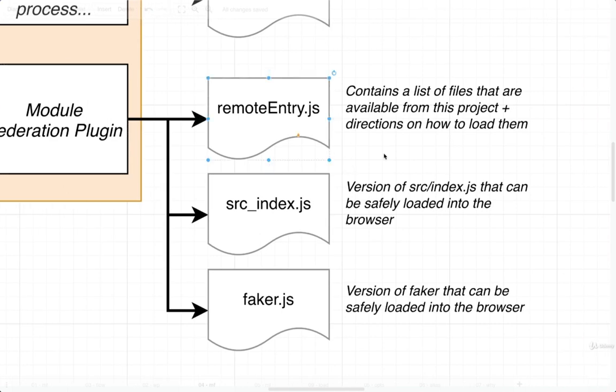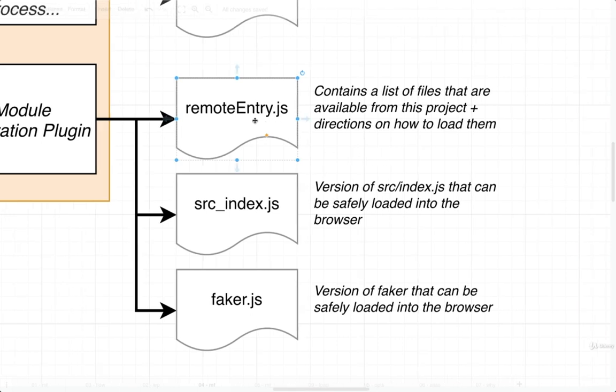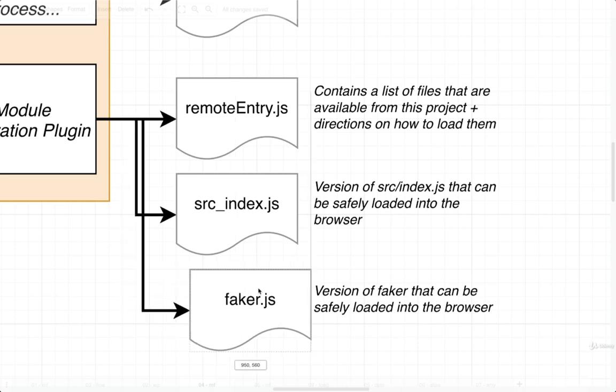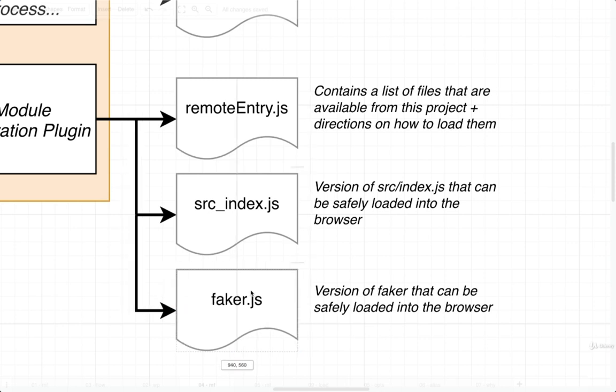The remote entry.js file can be thought of as being kind of a set of directions for other projects, like our container. This set of directions tells the container how to load up some source code from the products project. So the remote entry.js file will tell our container that if the container needs that source index.js file, well, here's some directions on how to go and fetch that file. And if it needs something around the Faker module, here's some directions on how to fetch this file as well.